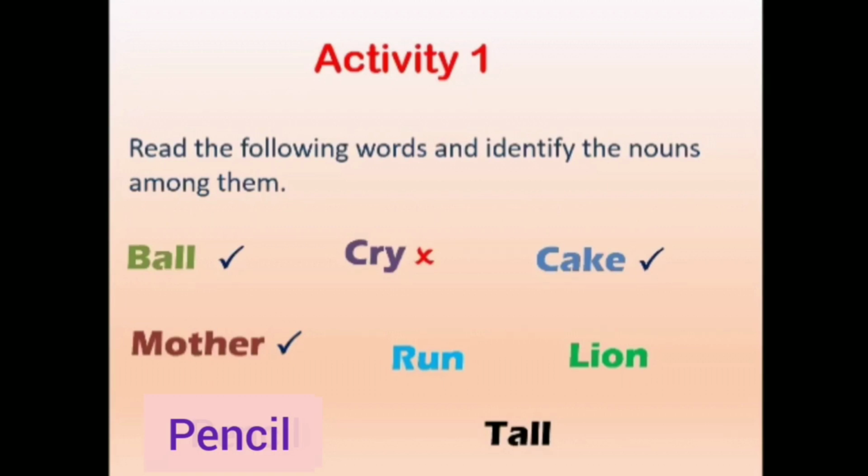Next is run. It isn't noun. Why do I say it so? Just see. It cannot be a person. It cannot be a place. It cannot be an animal. It cannot be a thing. So, it is not a noun but an action word. See the next. It is an animal. That makes it noun. See the next. It is a thing. A noun. See the next. It is tall. Tall word is used to describe people. So, it isn't a noun.